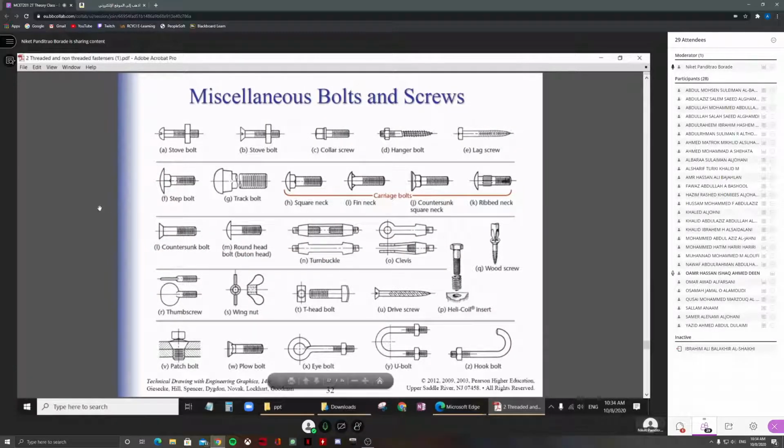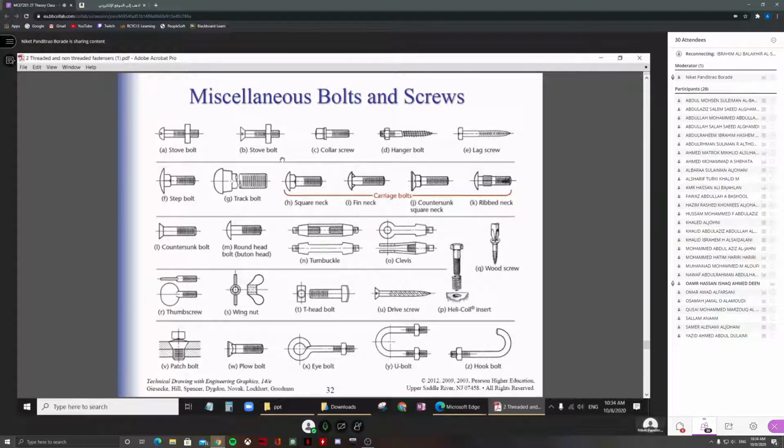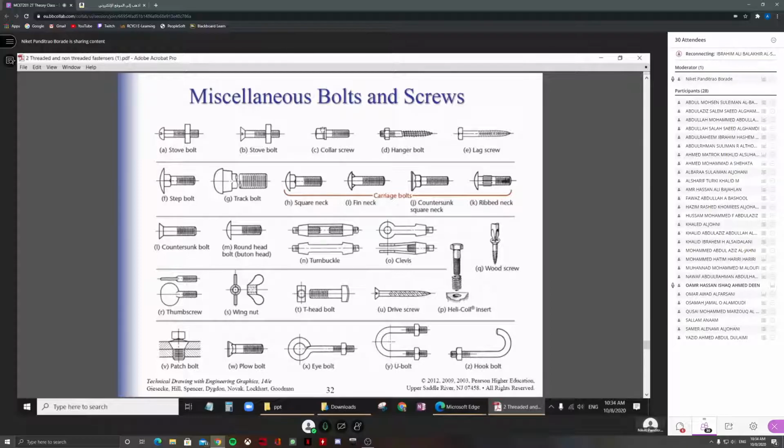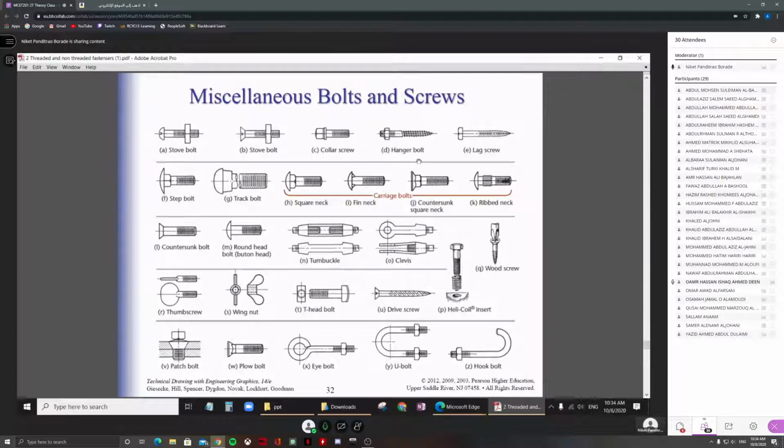As you can see, the stow bolt, another type of stow bolt, and the collar screw. It has a collar here. Generally, most of the screws will have the collar here, so it's like replacing the washer, an inbuilt washer attached to the head of the screw. The hanger bolt has a thread at the end, and it's like a stud actually.